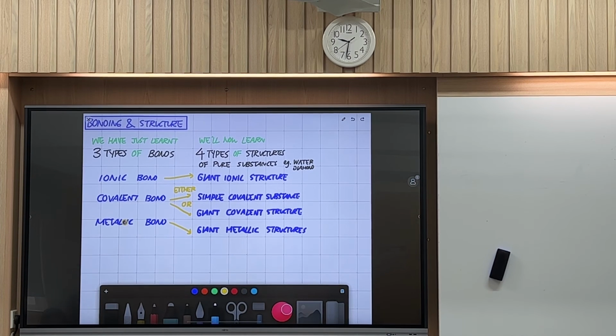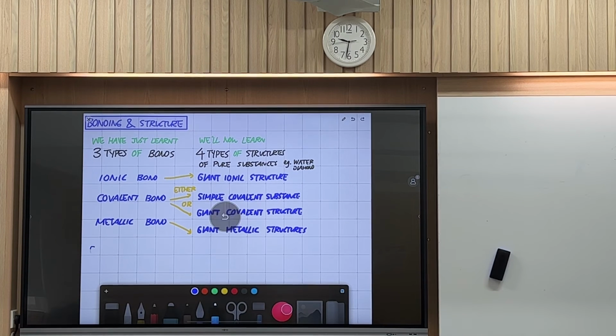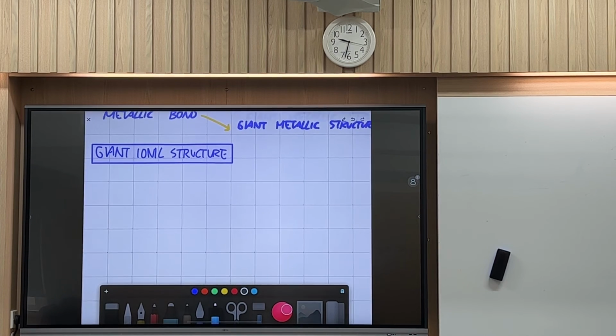Now, let's take a look at giant ionic structure first. We already saw how the bonds are formed. We need to link into the structure now. Have you ever wondered what the structure of table salt is like? If you look at a grain of salt, you will see that it is a crystalline solid. What does crystalline mean? It has very sharp edges. Have you taken a close look at salt crystals before? They have sharp edges. If you look at them under the microscope, this becomes even more apparent. Why is that? That's because they have what we call a lattice structure.